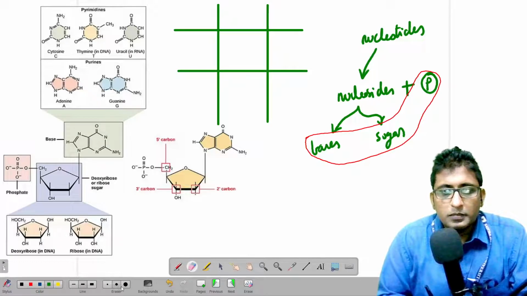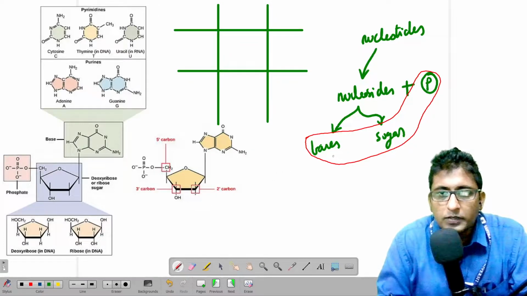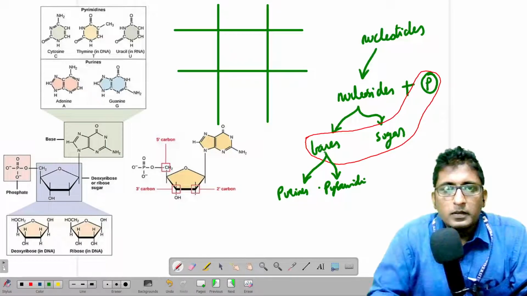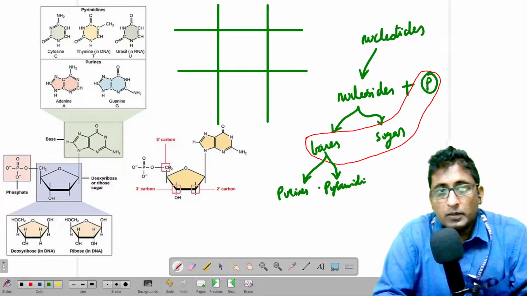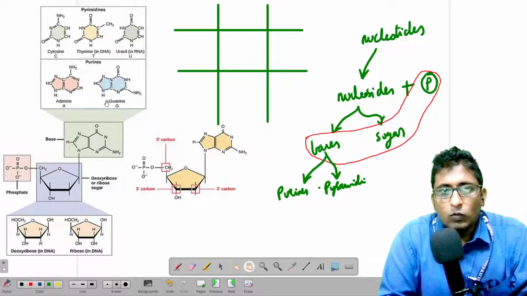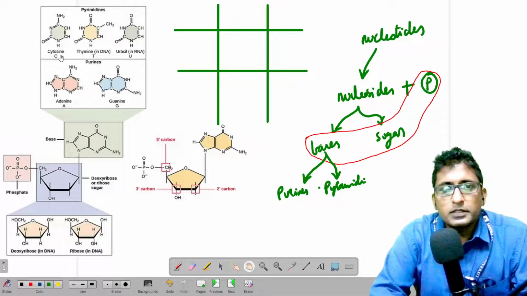And in these basic components, we also have some more classification. For nitrogenous bases, we have purines and pyrimidines. The purines have a double ring structure as shown here, and they are adenine and guanine, whereas pyrimidines have a single ring structure, that is, cytosine, thymine, and uracil.